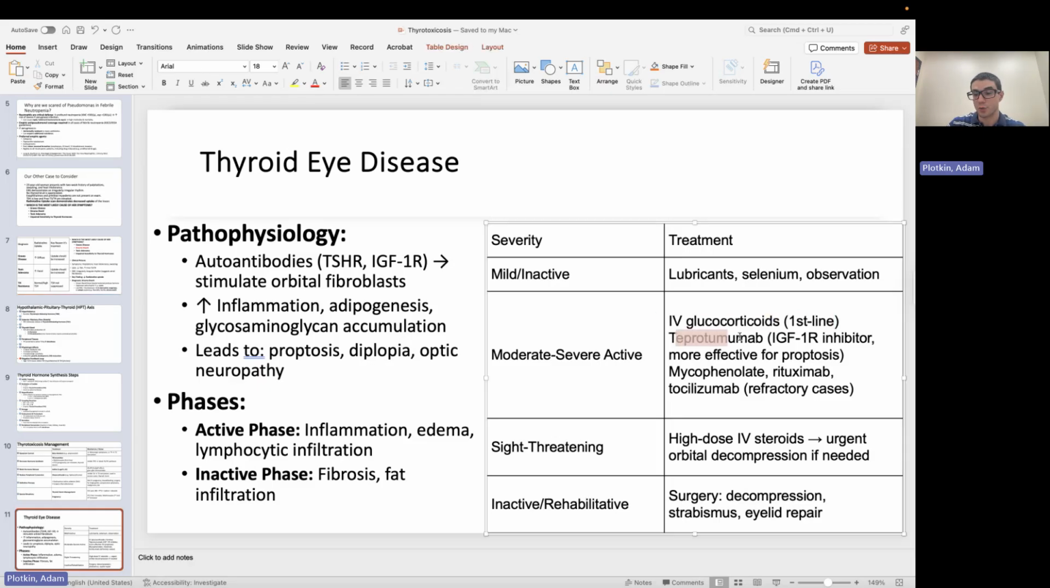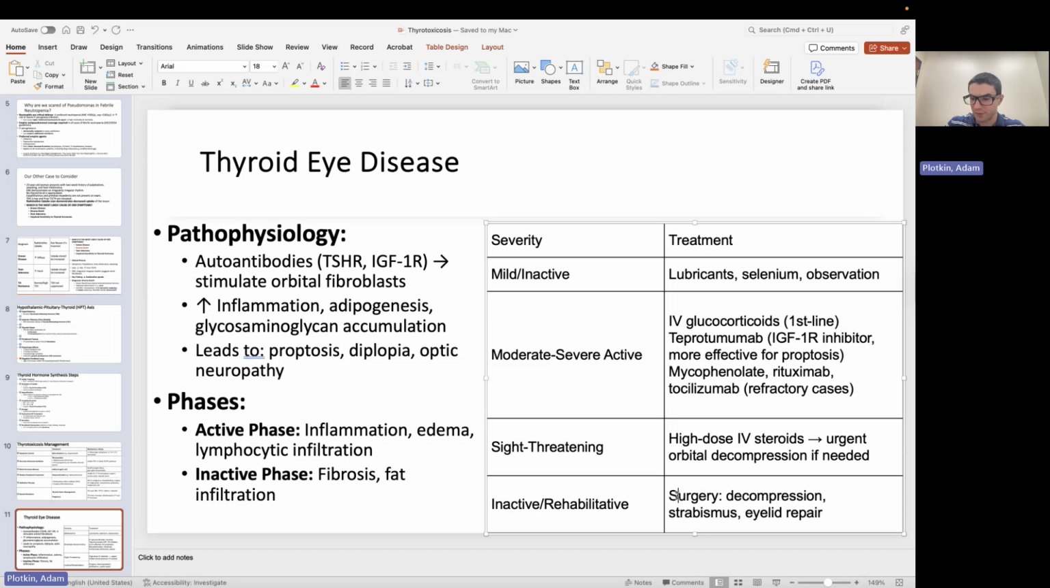steroids. We also have this newer drug called teprotumumab, which is an IGF-1 receptor inhibitor. That IGF-1 receptor is key in the pathophysiology because the autoantibodies target these IGF-1 receptors on the fibroblast, so let's block those receptors. All right, we can also use mycophenolate, rituximab, and tocilizumab. Tocilizumab is an IL-6 inhibitor. If it's sight-threatening, high-dose steroids and orbital decompression. If it's inactive or they're in rehab, we can use decompression.